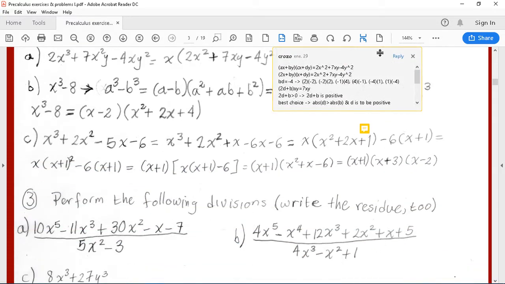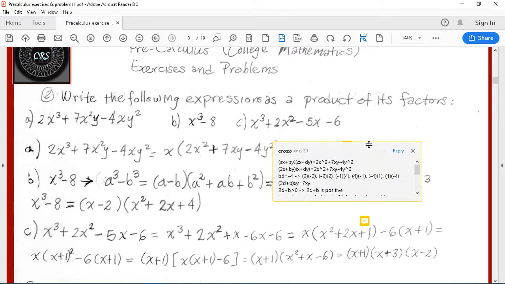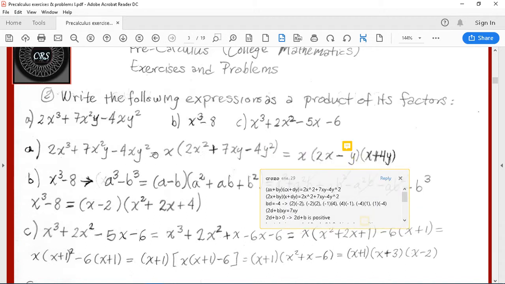Okay, so for this exercise, which is 2a, you have to present 2x cubed plus 7x squared y minus 4xy squared as a product of its factors. So we factor out the x, and that leaves us with x times, within parentheses, 2x squared plus 7xy minus 4y squared.